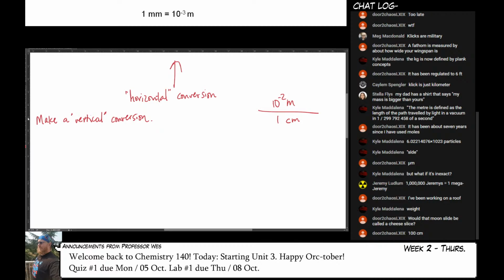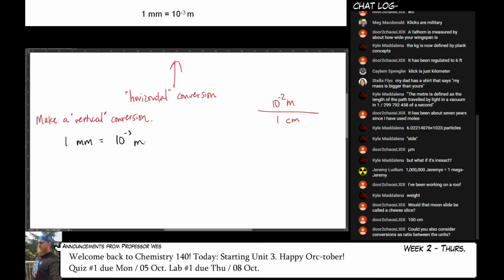Well, first, we're going to write the conversion at the top as shown. 1 millimeter equals 10 to the minus 3 meters. Conversions are ratios. So that's what we're trying to do, we're trying to make a ratio. So the first step that I'm going to do is divide both sides by the same thing. And I'm going to pick 10 to the minus 3 meters.